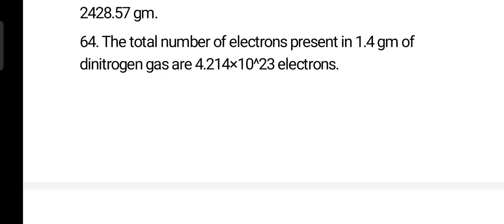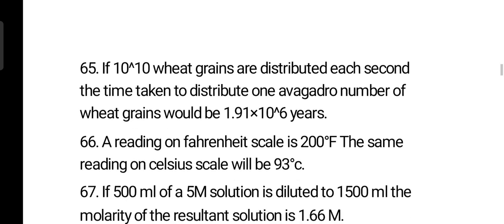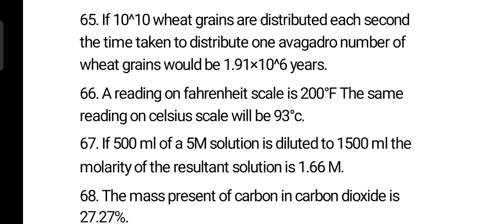The total number of electrons present in 1.4 gram of dinitrogen gas is 4.214 into 10 to the power of 23 electrons. If 10 to the power of 10 wheat grains are distributed each second, the time taken to distribute one Avogadro number of wheat grains would be 1.91 into 10 to the power of 6 years.